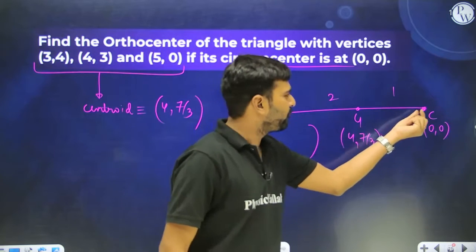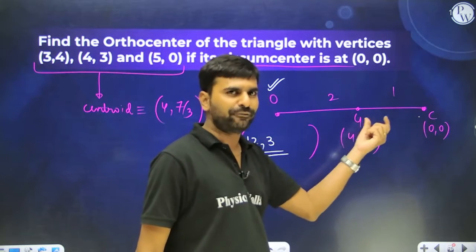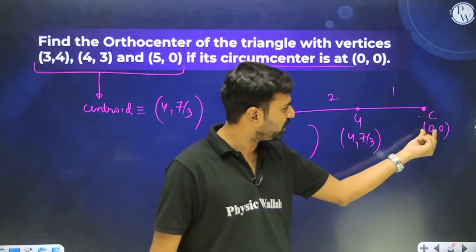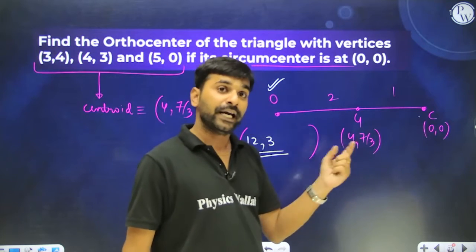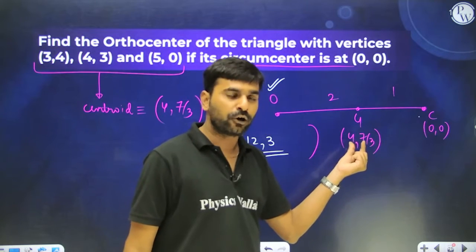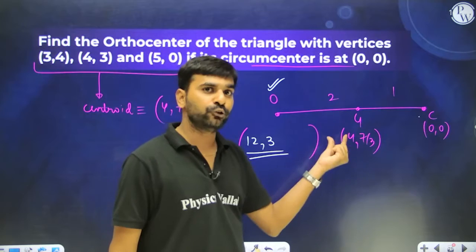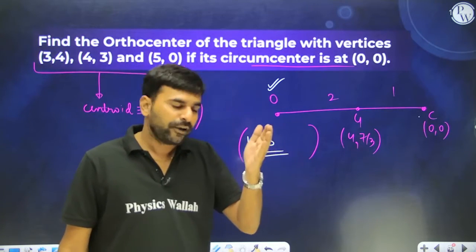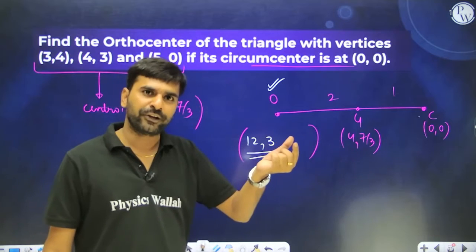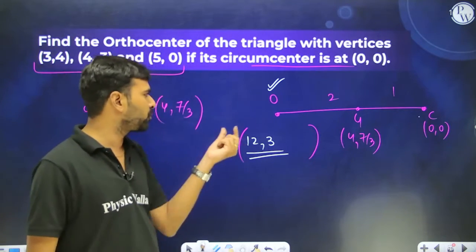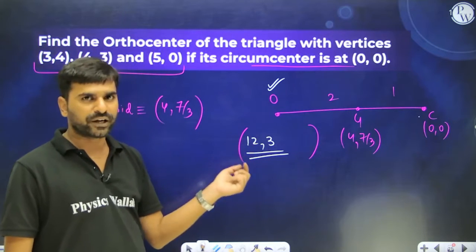If you want to move from C to G, you have to ultimately move 1 unit. In order to move 1 unit, you have to change your x coordinate from 0 to 4. So in order to move 2 units, you have to change from 4 to what value? If you move from 4 to 8, you move 1 unit, and then from 8 to 12, you move 2 units. Yes or no? So that's why I have directly written 12 here.